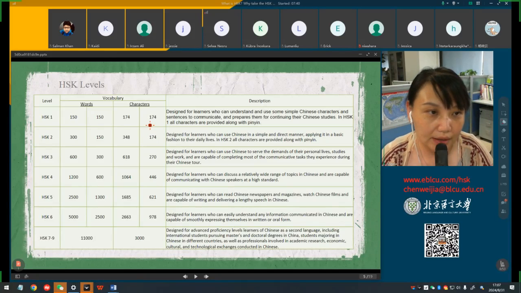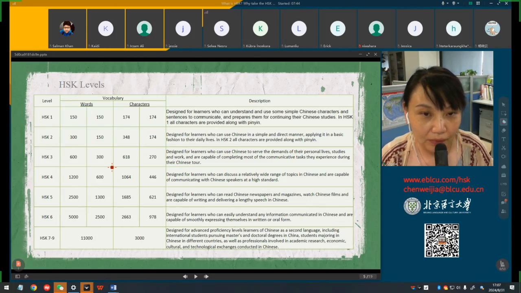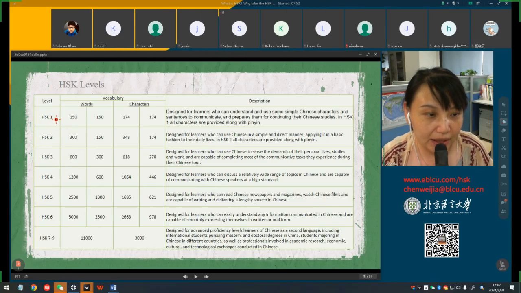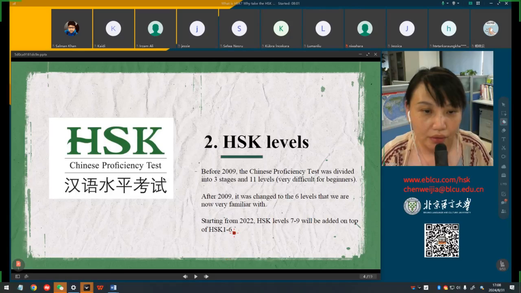So here are the HSK levels. Can you see it clearly? I've listed HSK 1 to HSK 6 and also HSK 7 to 9.